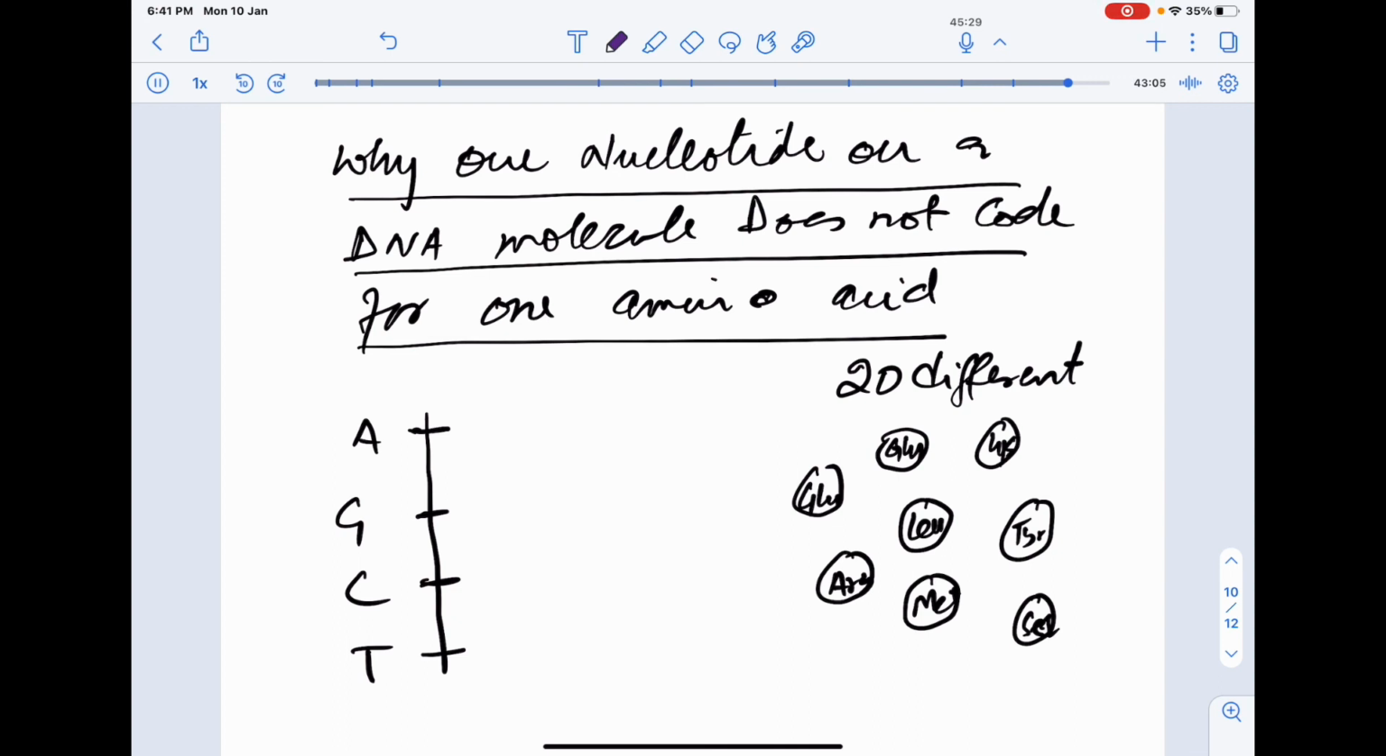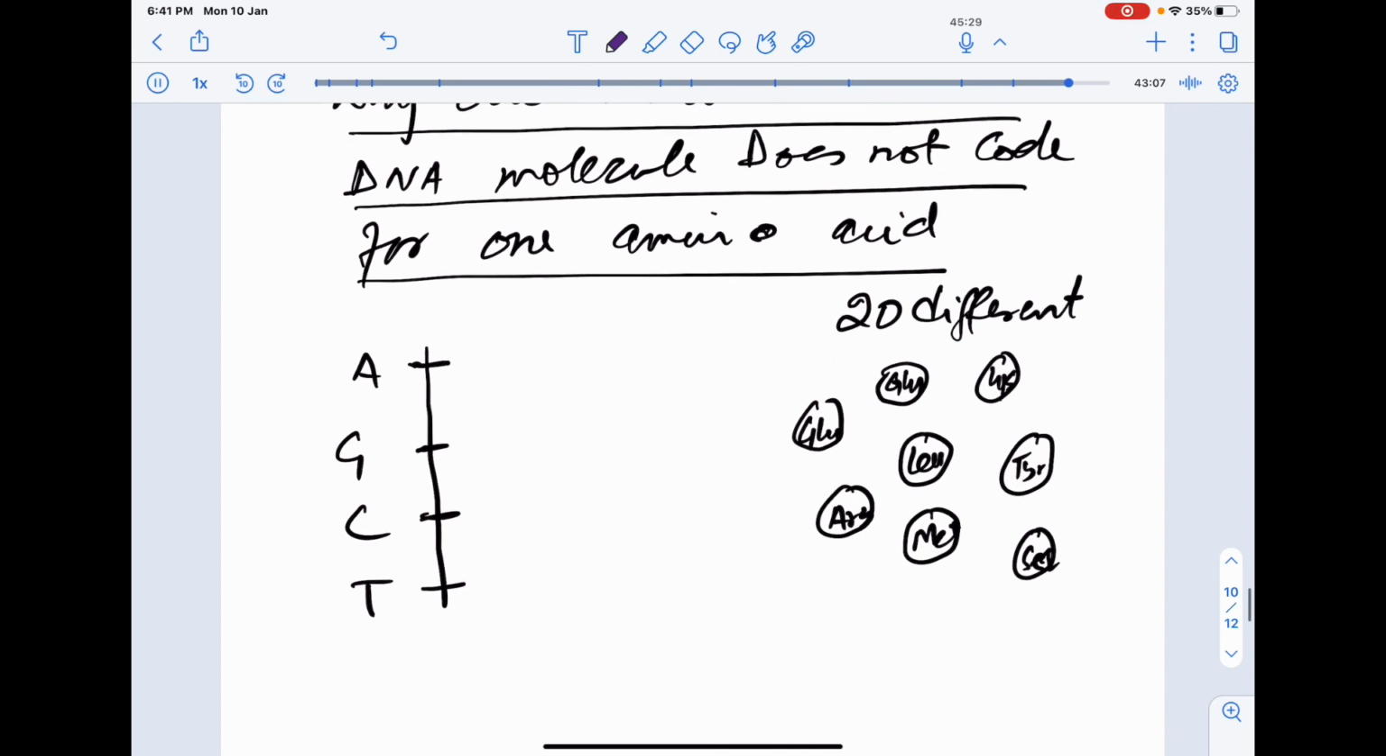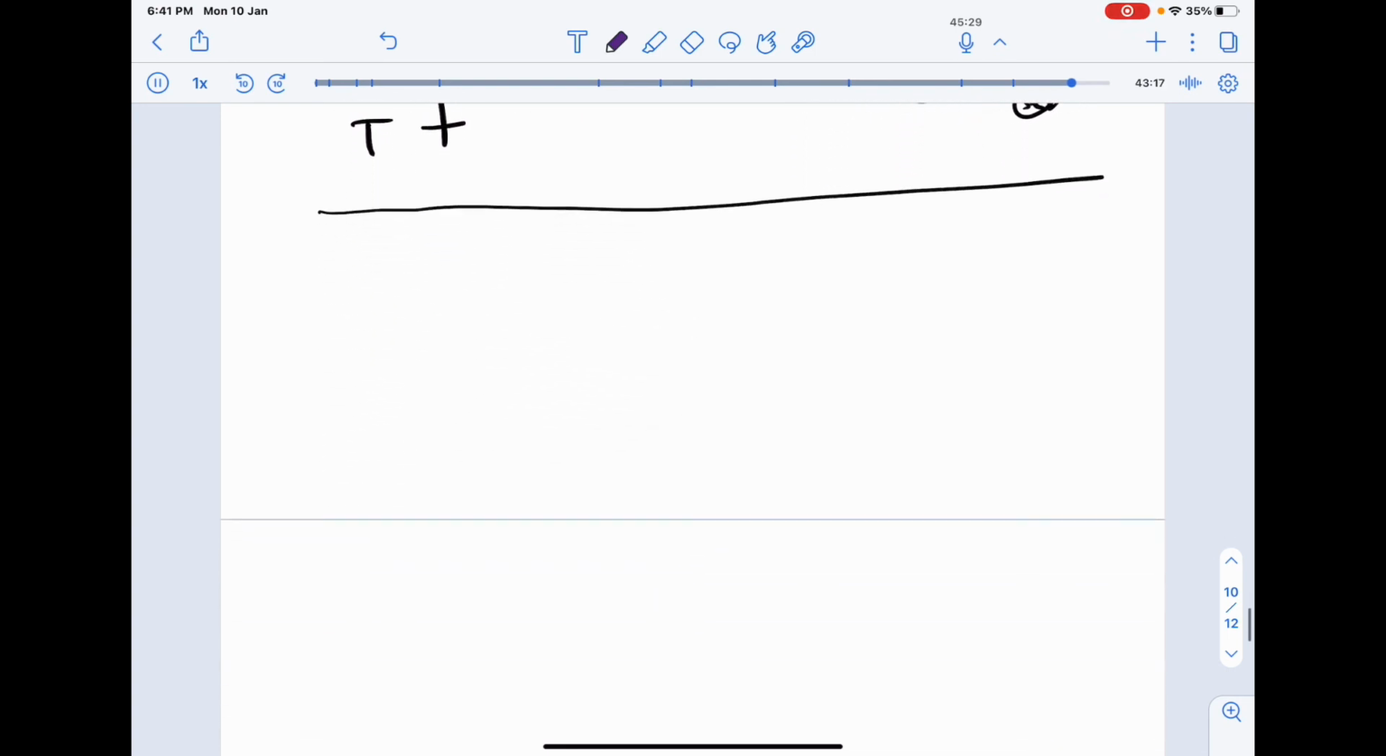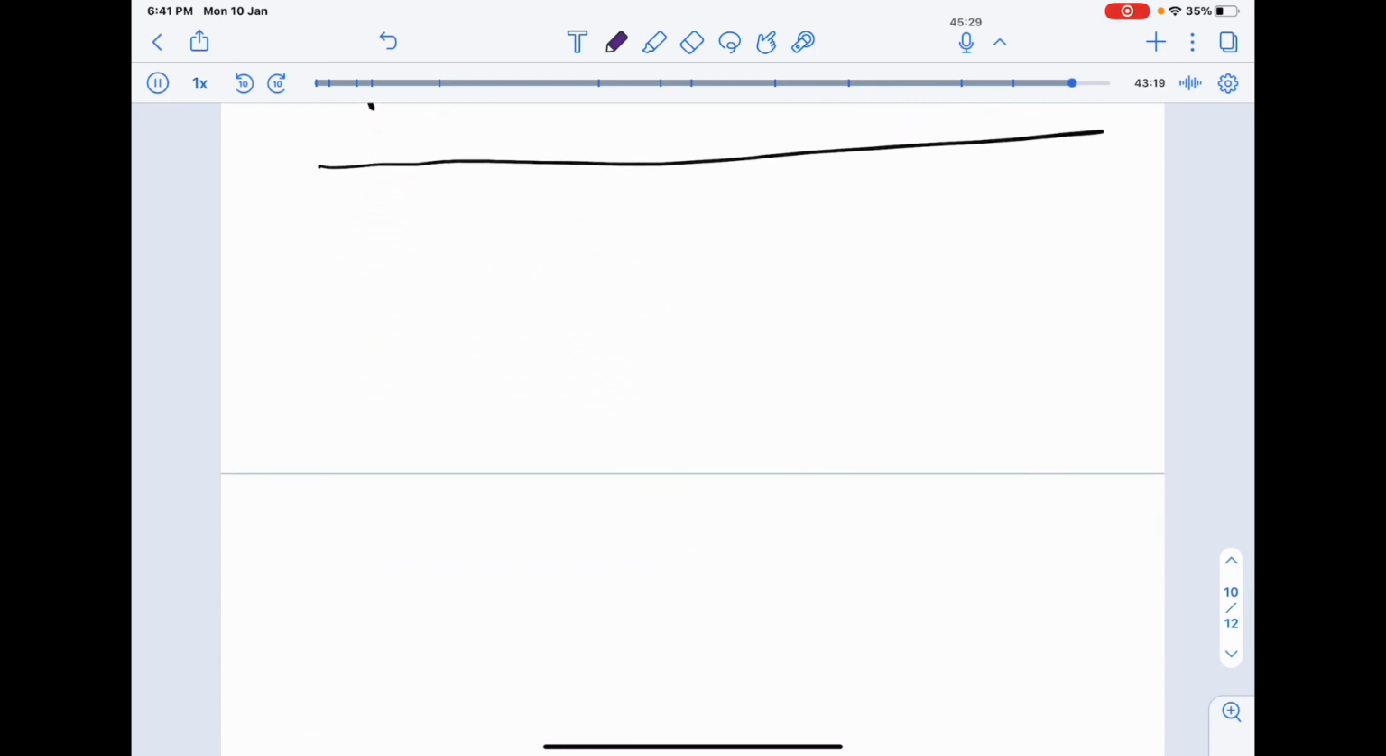Similarly, the genetic code is not a duplet. If a genetic code is duplet, then only 16 possible codes may be there for the synthesis of polypeptide, which is still an insufficient number for the 20 amino acids. So it cannot be the duplet as well.